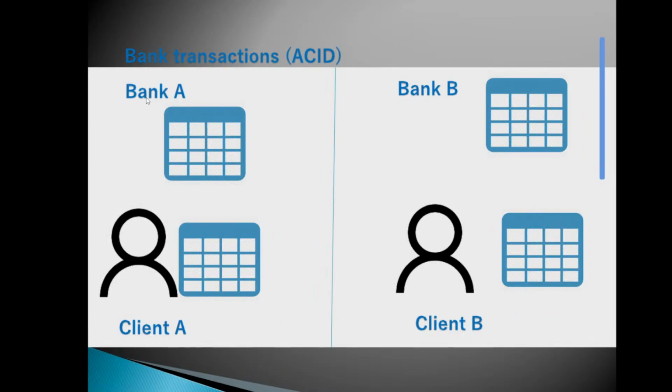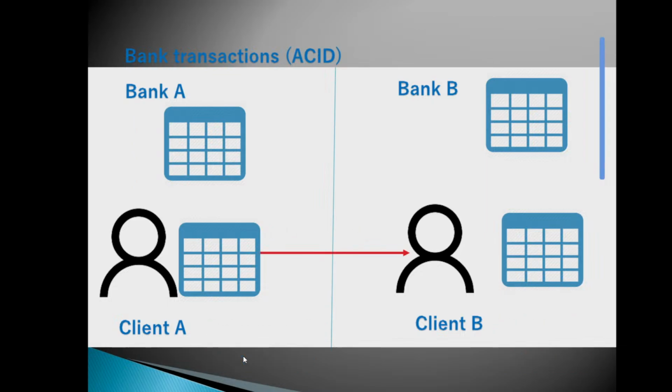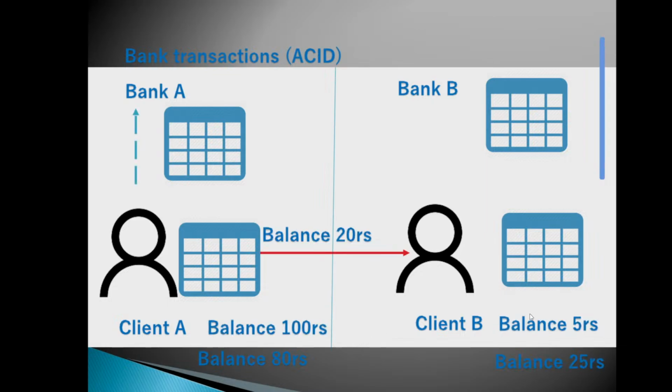Let's say there's a bank A and bank B, and you are client A and client B, who have accounts in bank A and B, and client A needs to transfer money to client B. Initially, he has a balance of 100 rupees, and client B has a balance of 5 rupees, and client A transfers 20 rupees to client B. So there will be a table for client A, and a table for client B, right?